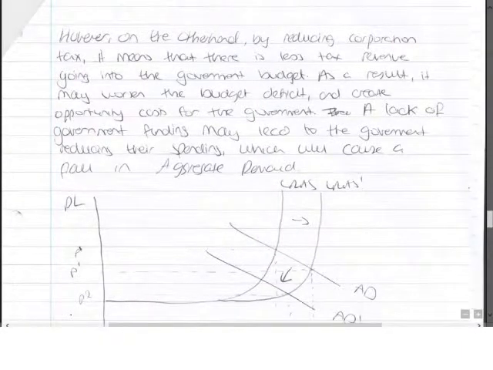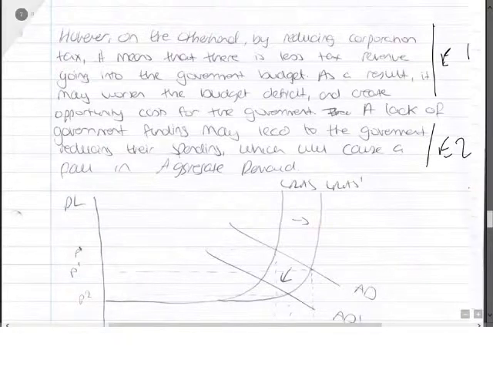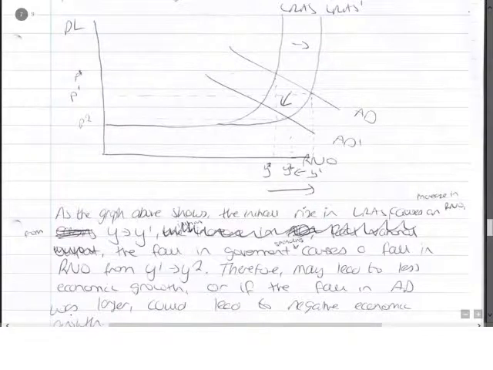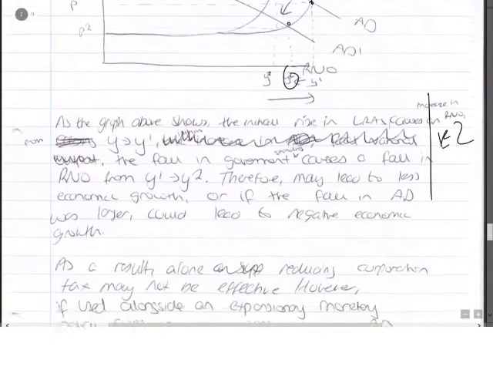As a result, it might worsen the budget deficit and create an opportunity cost for the government. A lack of government funding may lead to the government reducing their spending, which will cause a fall in aggregate demand. And we've got an analysis here. So we're starting from this equilibrium to that one. Yes. And then we've got the analysis there showing the fall, so a less effective supply side policy.